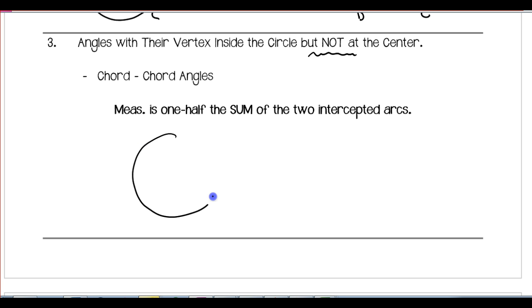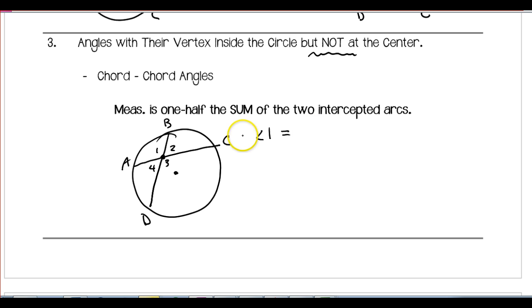So let's take a look at our circle. Here's the center, here's a chord, here's a chord. I've got 4 different angles here. I'm just going to label them and then we'll label these points A, B, C, and D. So here's my angles 1 through 4, and they all have their vertex inside the circle. And we know some of them are vertical angles, and they would be congruent. So it says the measure is 1/2 the sum of the two intercepted arcs. So let's take a look at angle 1. The measure of angle 1 is going to be half the sum of the two intercepted arcs.